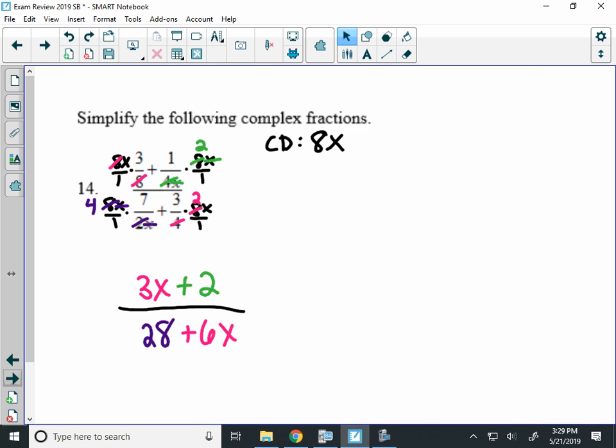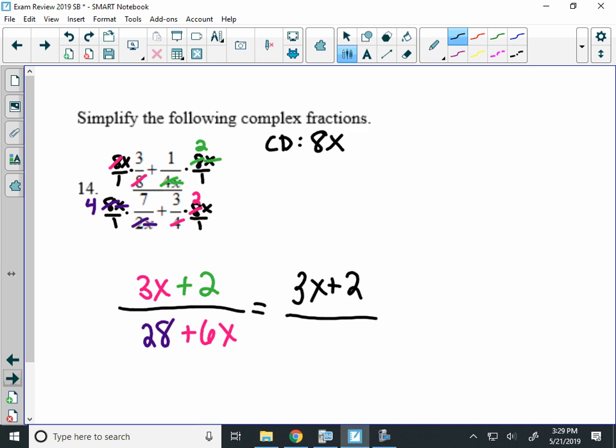I can't cancel until I factor. The numerator does not factor, but the denominator does. It looks like just a 2 can come out of the denominator as a GCF. So that'd be 14 plus 3x. And while it isn't factored, nothing cancels there. So that's actually your simplified form.